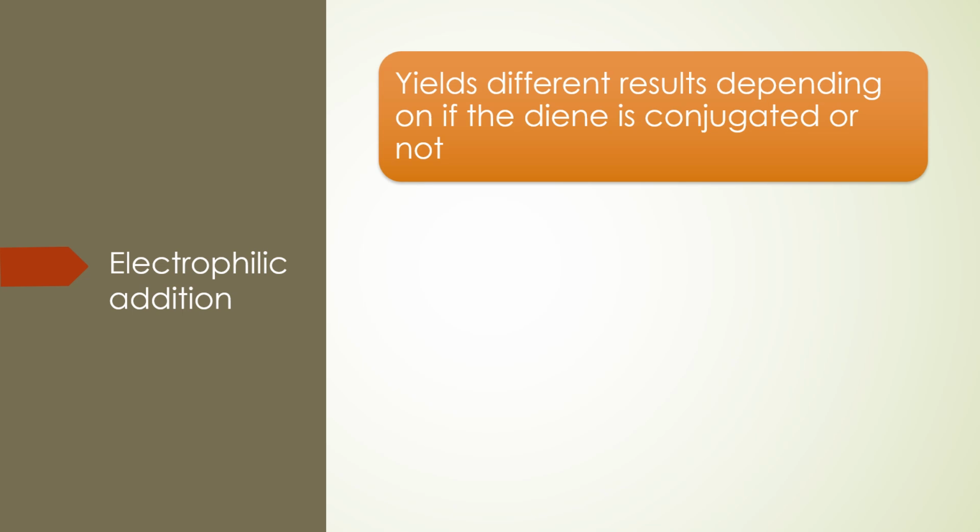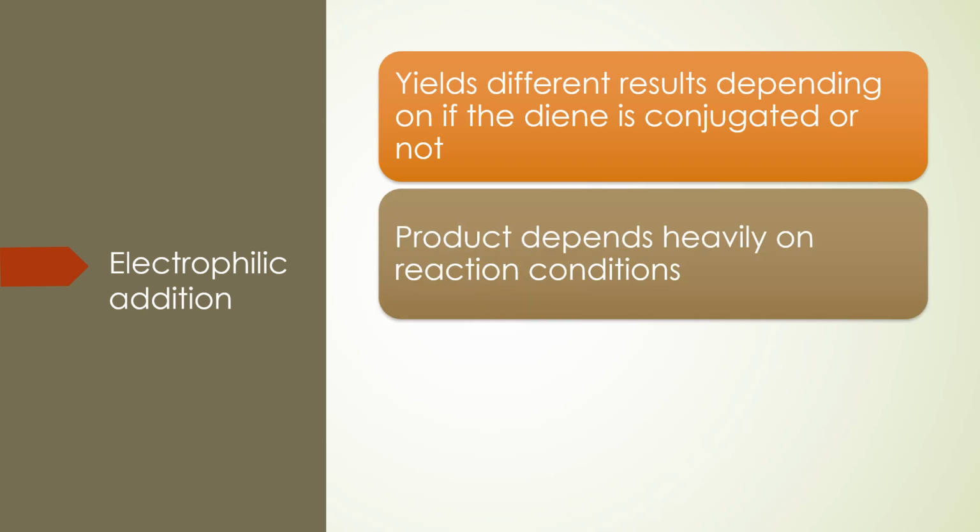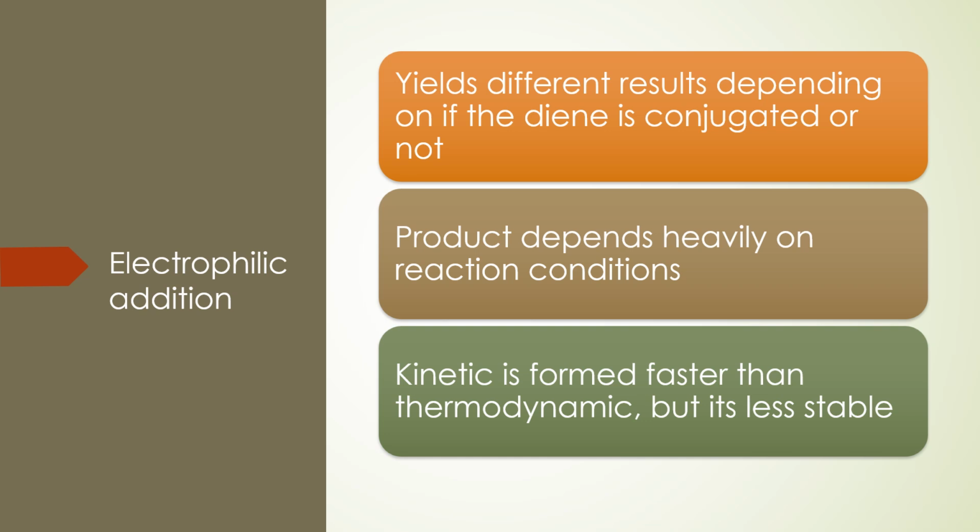Let's look at a few basic things on electrophilic addition. This addition yields different results depending on if the diene is conjugated or isolated. The product also depends heavily on the reaction conditions. Remember that kinetic is formed at higher temperatures and is formed faster than thermodynamic, but is less stable.